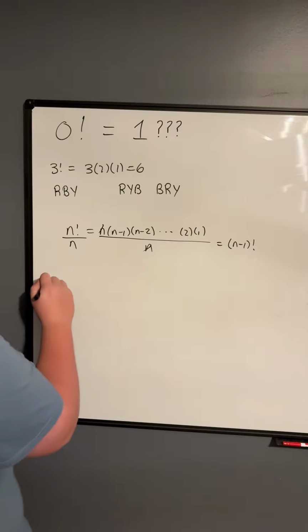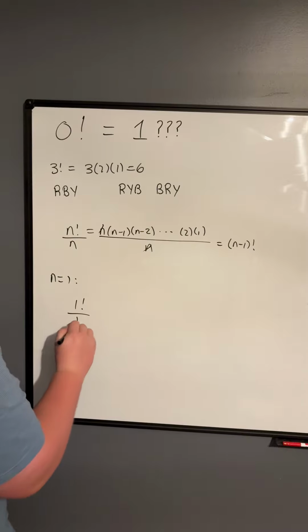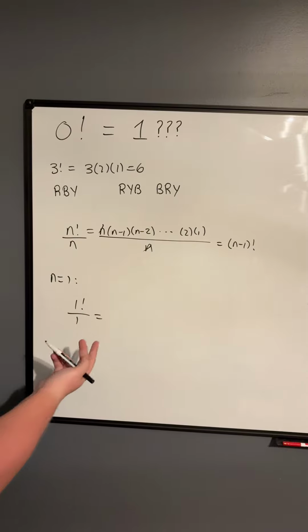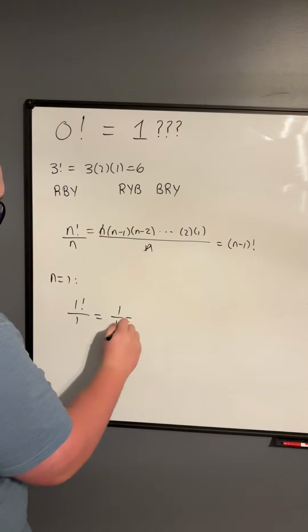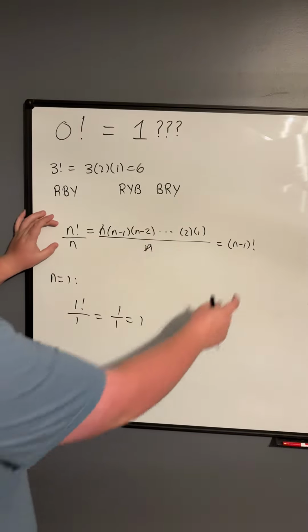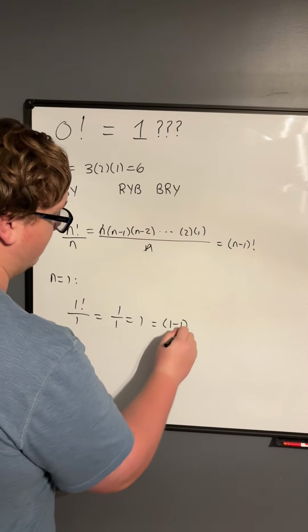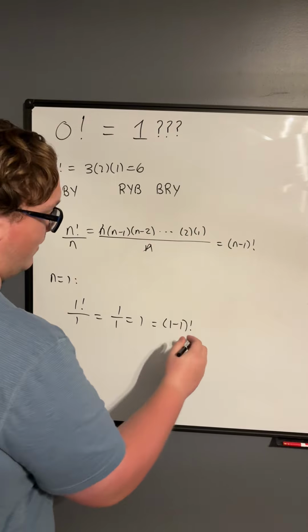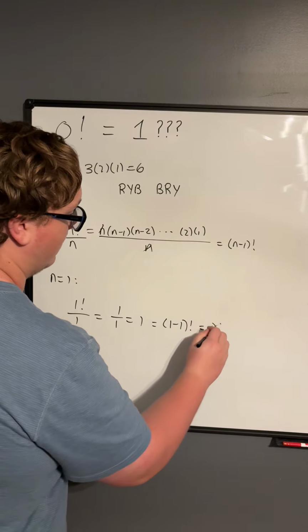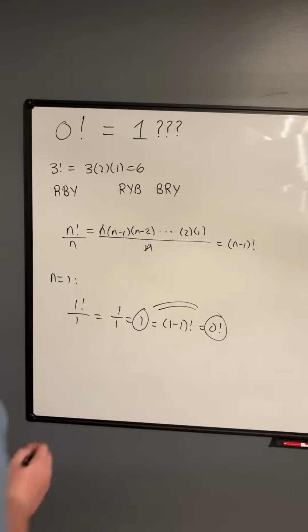Now, if n is equal to 1, well, then what happens? We have 1 factorial over 1. Well, 1 factorial is equal to 1, so it's just 1 over 1, and that's 1. But we also know that since n factorial over n is equal to n minus 1 factorial, this has to be equal to 1 minus 1 factorial. And 1 minus 1 is 0, so this is 0 factorial. So what we have here is 0 factorial is equal to 1, and that's kind of the algebraic way of seeing it.